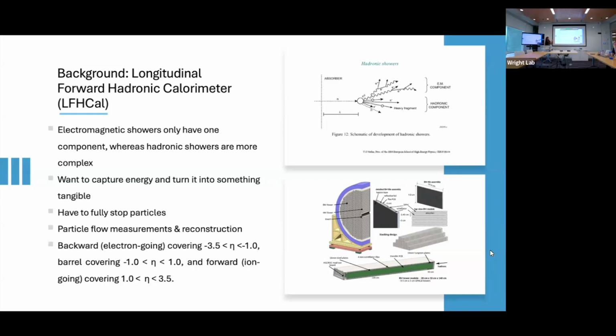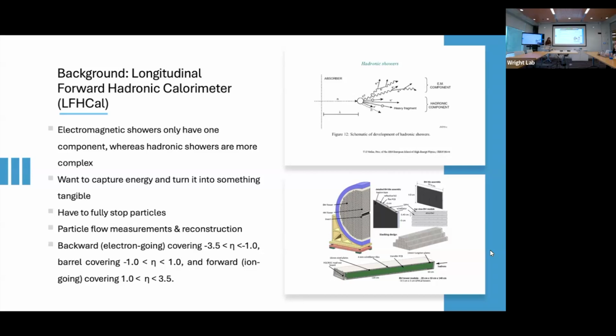which is in the barrel or hadron going direction of the electron ion collider. So one thing is that electromagnetic showers only have one component. Hadronic showers are composed of both an electromagnetic and a hadronic component, and they also typically go deeper and broader into detectors. So different technologies are required for hadronic calorimetry relative to electromagnetic calorimetry, but still the same principle of calorimetry is there, which is that you want to capture energy and turn it into something tangible. So the LFHCal does this by using the scintillating tiles: whenever particles hit those, that's then turned into light, which I'm going to discuss more in the next slide.